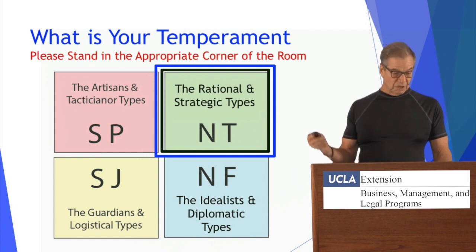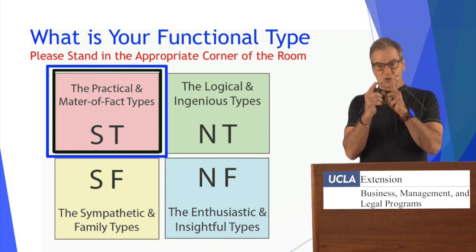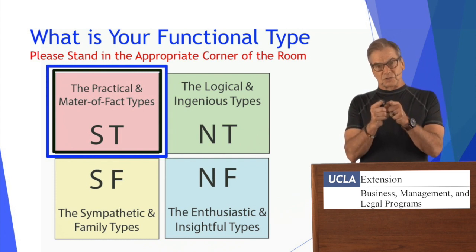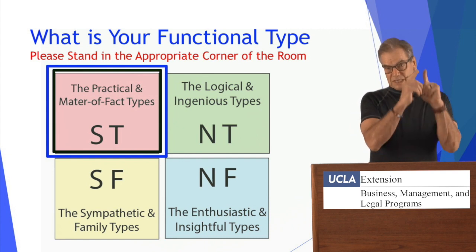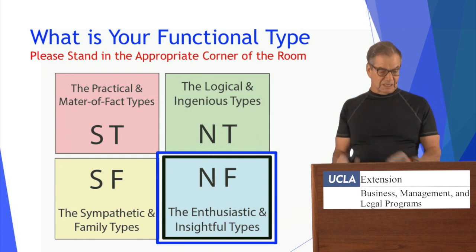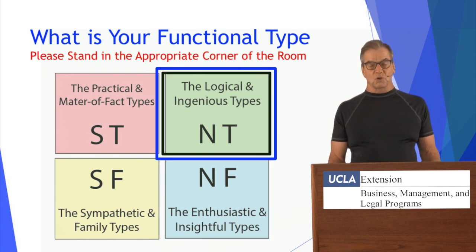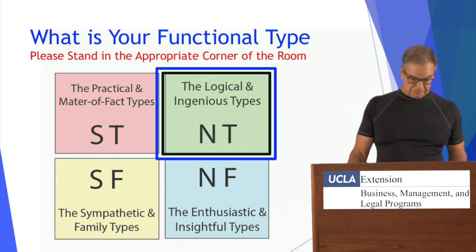Now we're going to talk a little bit about what we call functional pairs. And functional pairs are the two middle letters. So we have STs, SF, NF, and NT. So they are the vertical columns of the Myers-Briggs type indicator grid.